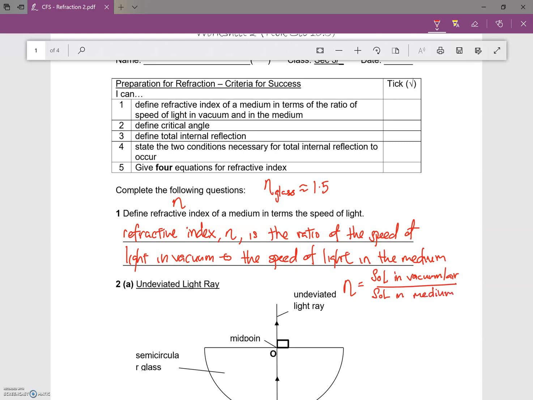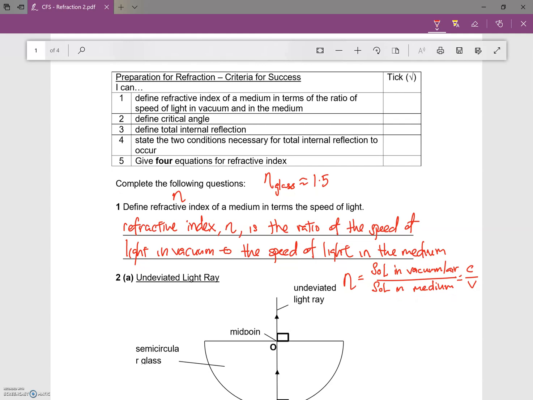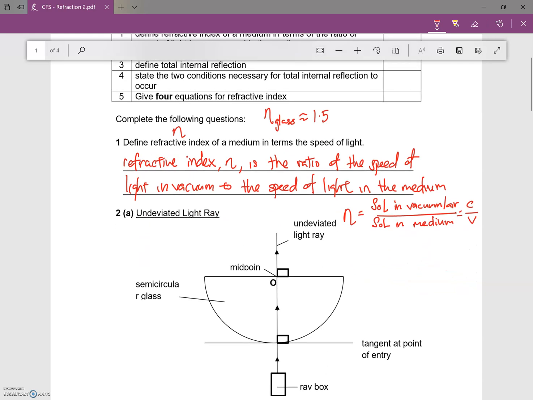So this is one of the formulas that you will see, which in summary is C over V in your textbook. I prefer to write it as speed of light in vacuum over speed of light in medium because it's easier to remember what should go on top and what should go to the bottom. Now for the next part, we're going to look at a little phenomenon, but let's go through step by step.